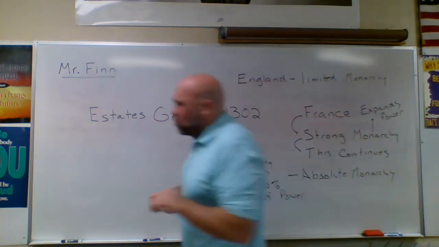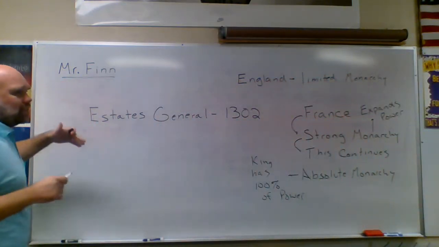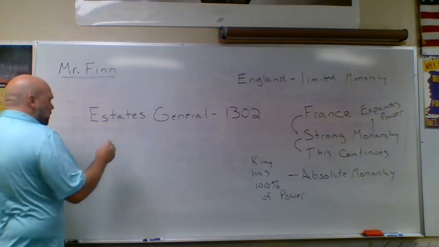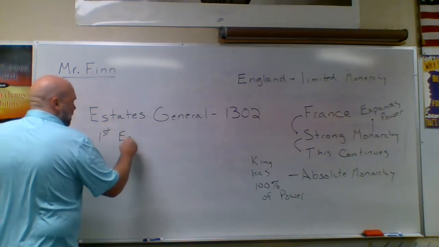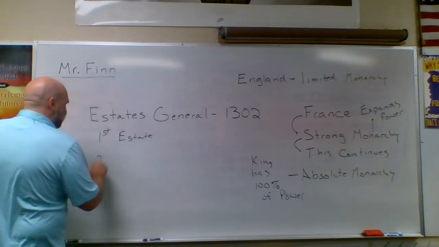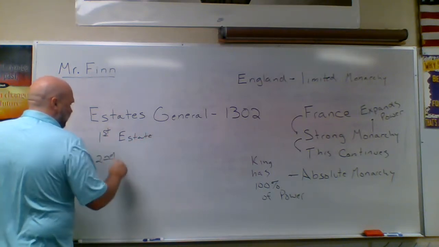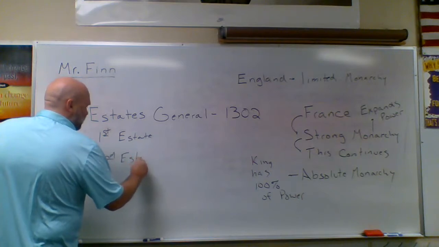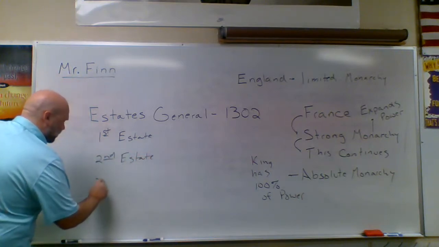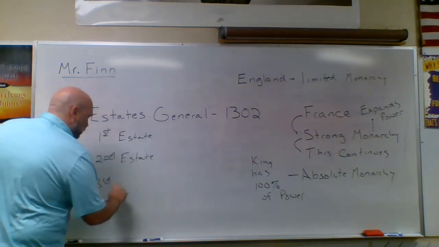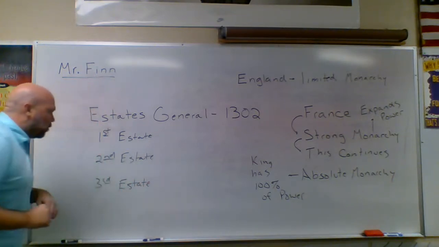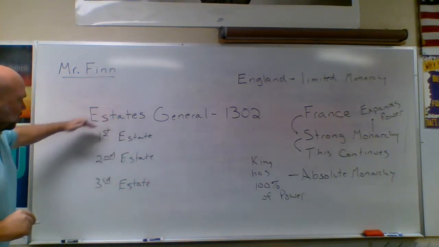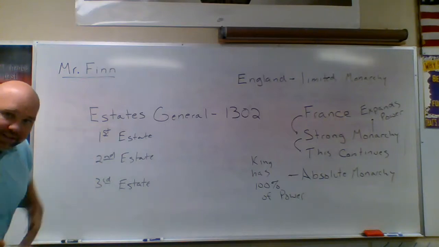So let me tell you how this breaks down quickly. It's called the first estate, second, very complicated here, right? Second estate. You will need to know this, though. Third estate. We will see this later when we get to France in the future, but not for a while. So the Estates General is made up of the first, second, and third estate.